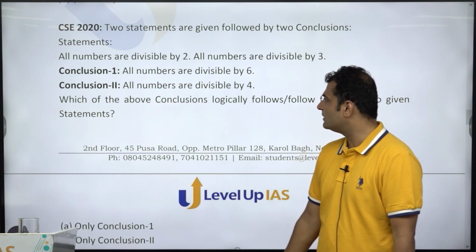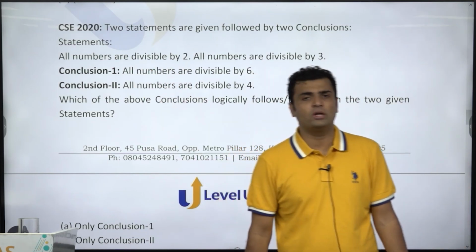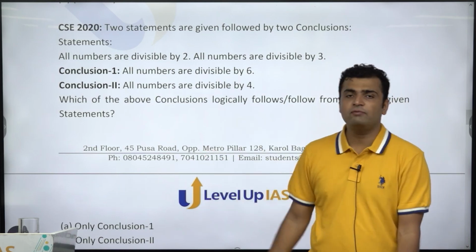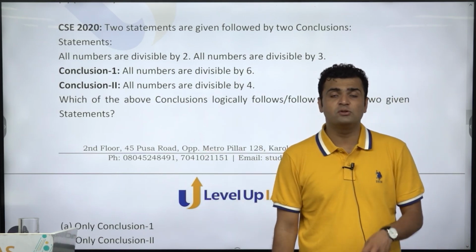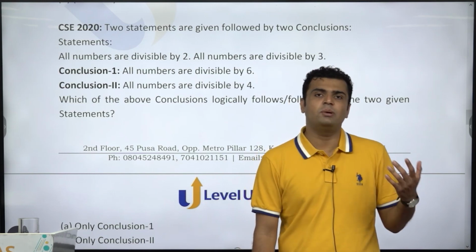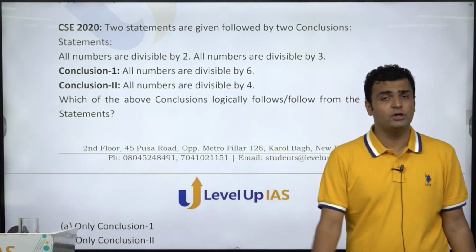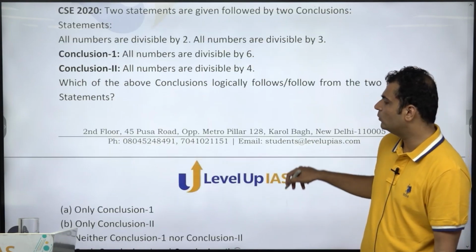Conclusion 2, all numbers are divisible by 4. That is not necessary because 2 से divisible है, इसका मतलब 4 से होना चाहिए, ऐसा थोड़ी है. To be divisible by 4, we need number to be divisible by 2 twice. जैसे कि 6 is divisible by 2, but it is not divisible by 4. So statement 2, conclusion 2 cannot be drawn. So answer is only one conclusion.